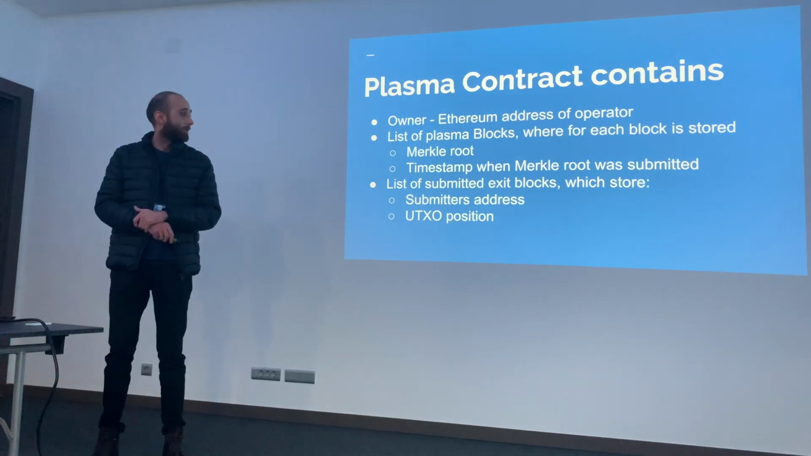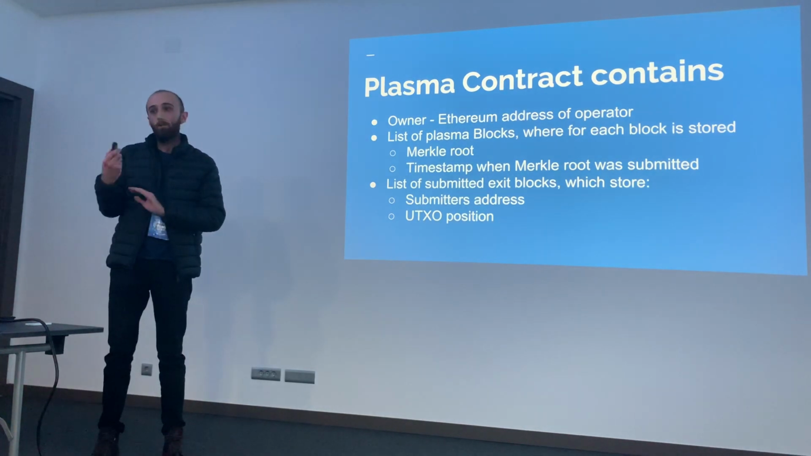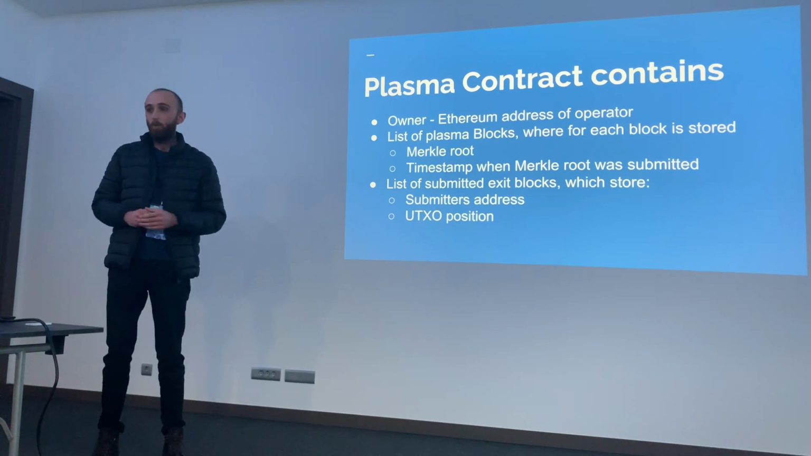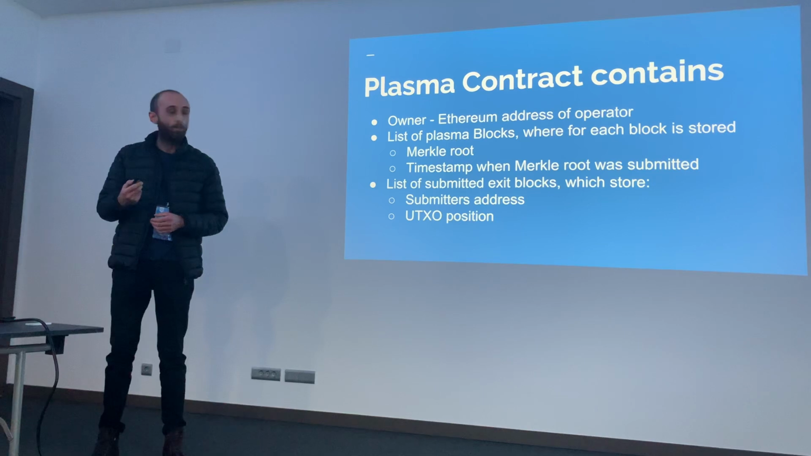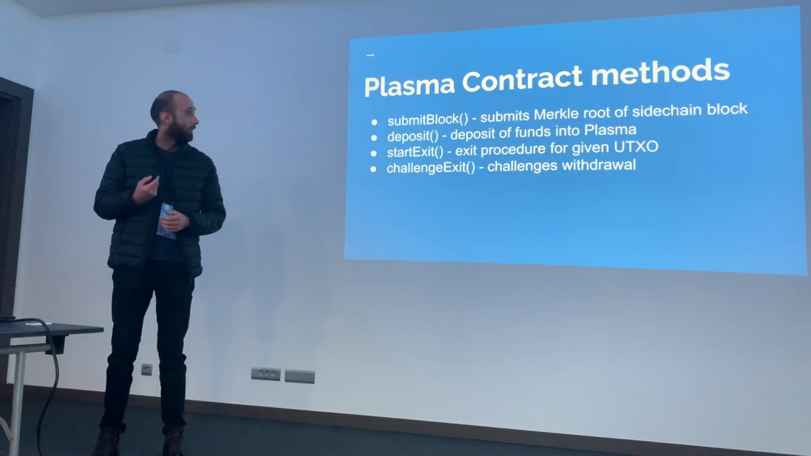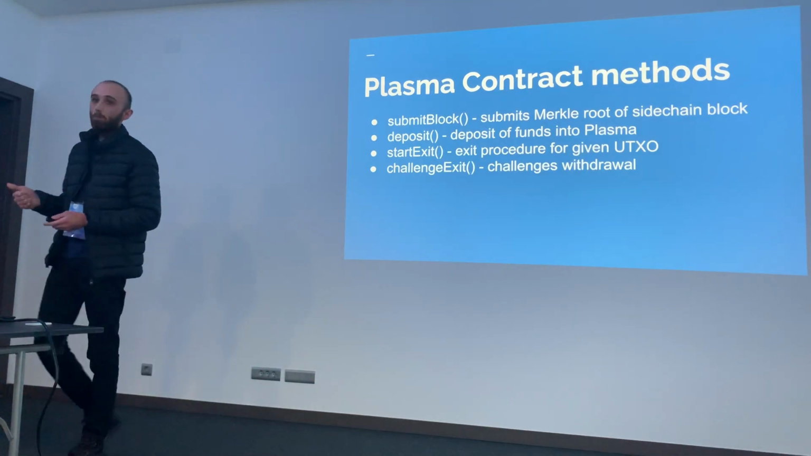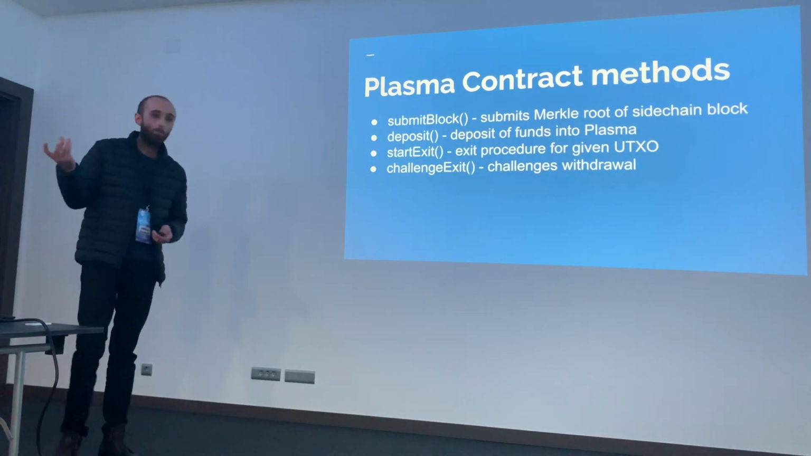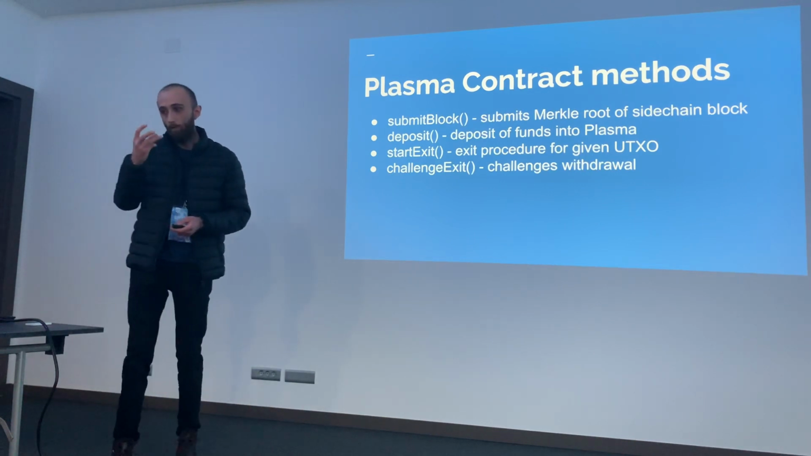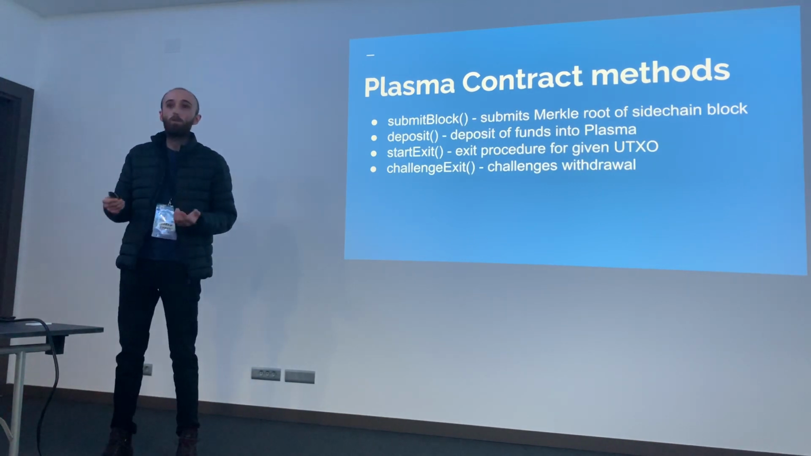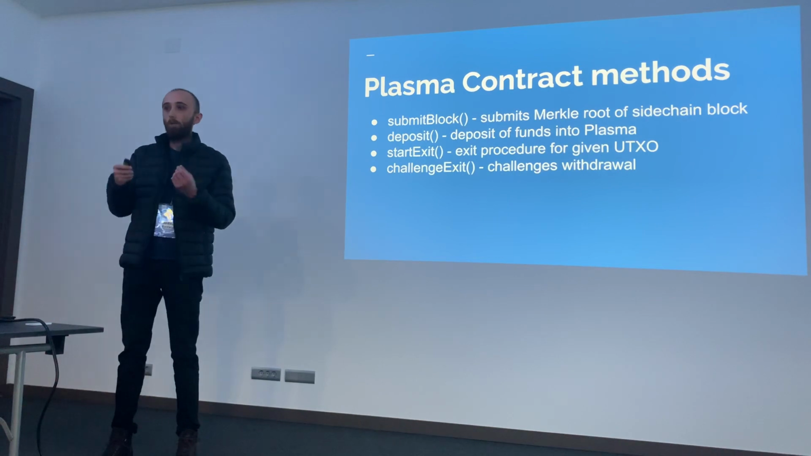And after that, we need to have a list of submitted exit blocks, which means when someone submits an exit request and wants to pull his money out of the sidechain, we need to write it down. In code terms, that would mean these 4 methods. First is submit block, which means we are submitting blocks from the sidechain to mainnet. Deposit, which means we actually just send Ether to the smart contract on mainnet, and then the operator transfers those funds locked in the contract and sends them to the sidechain. And start exit and challenge exit.